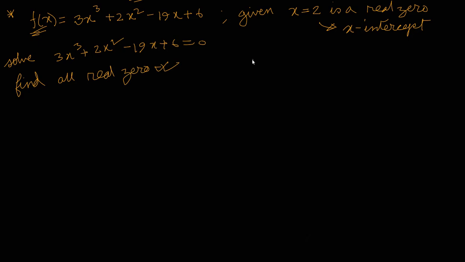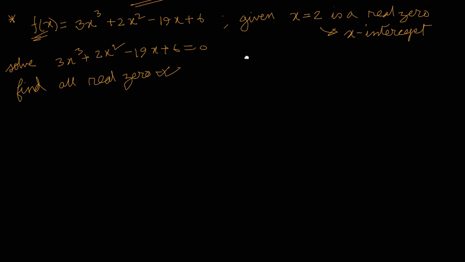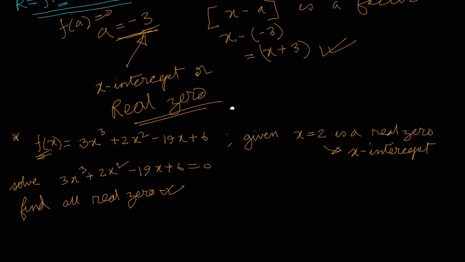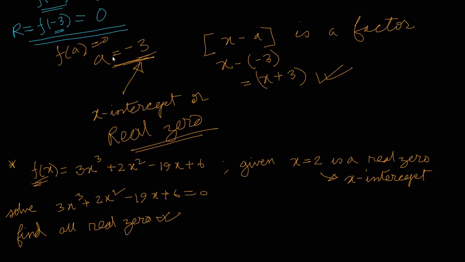All right. Now as you have seen in the previous example, if a is an x-intercept or real zero, then x minus a is a factor of that polynomial. Okay, so in a nutshell, as 2 is my real zero, I can say x minus 2 is a factor.